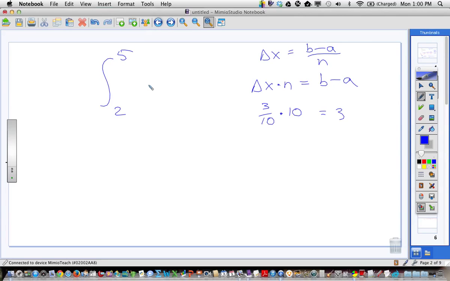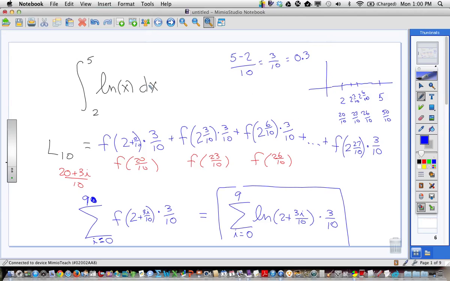Take your width times how many rectangles you have. Now remember, we have 10 rectangles, not 9. When you go from 0 to 9, that means 10. 10 rectangles times our 3/10 gives me a total width of 3. If I'm starting at 2, then I have to end at 5. So that's the other way you could find that.